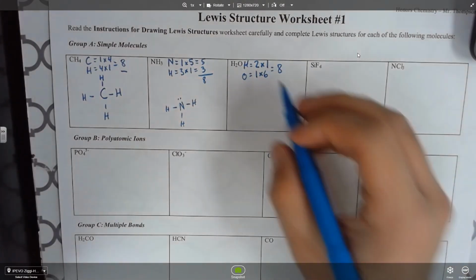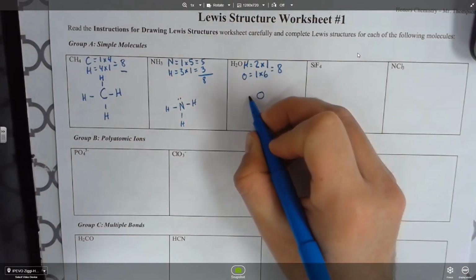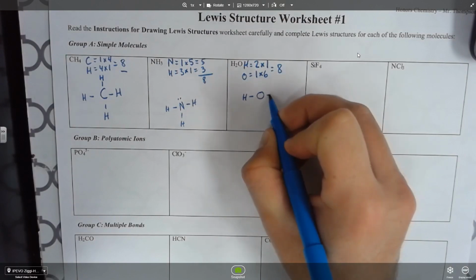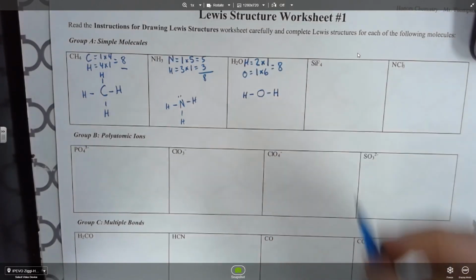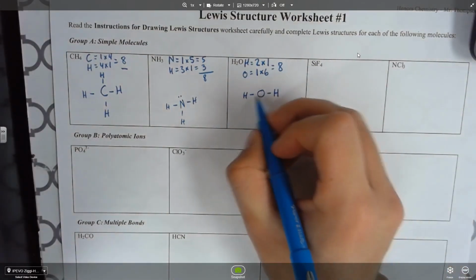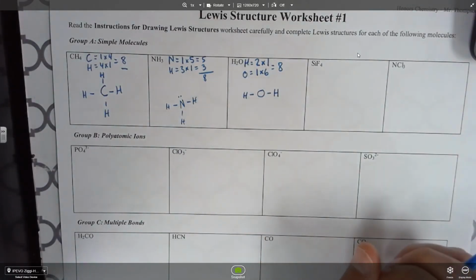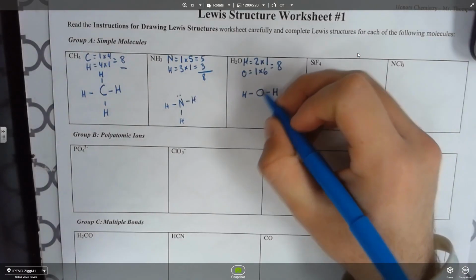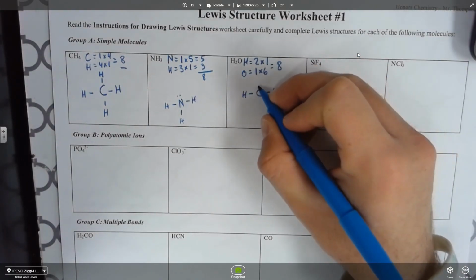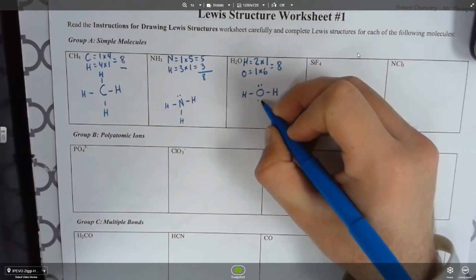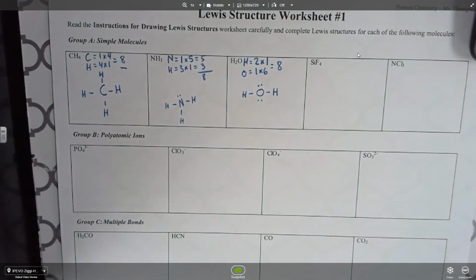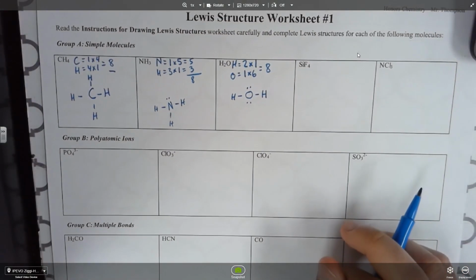Now, we need to see that oxygen is going to be in the middle because H can never be. I've placed 2 bonds here, 2, 4. I have 4 electrons shown, okay? And so I need to show 4 more because 4 plus 4 equals 8. So I'm going to put a pair up here and a pair down here, okay? And that is what H2O looks like, all right? So those are the first 3.